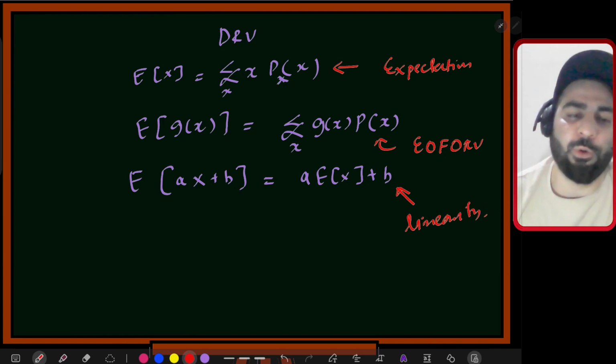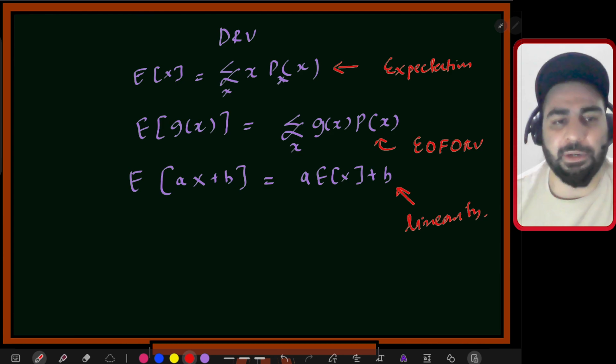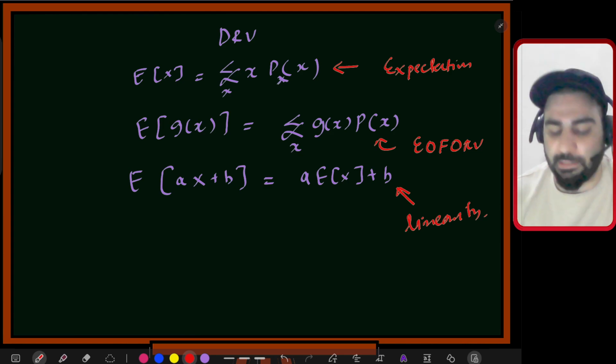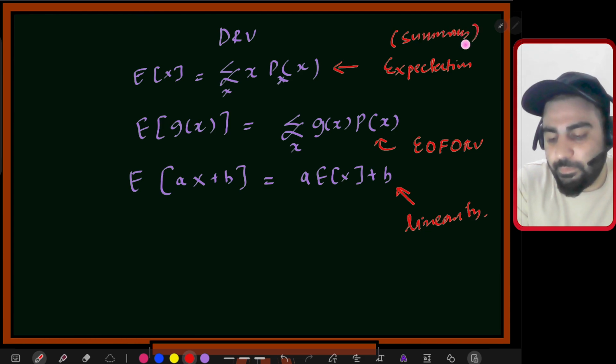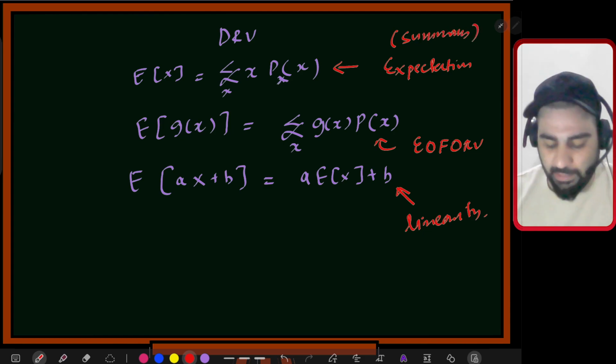This summarizes the whole thing of expectations, what expectations tell you. Expectations basically give you a rough figure, a ballpark. This value gives you a somewhat summary of a random variable. Now this expectation has some problems.